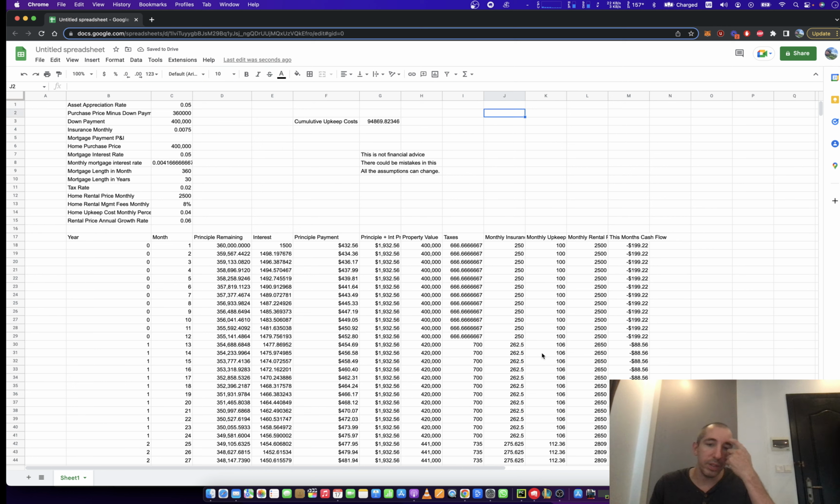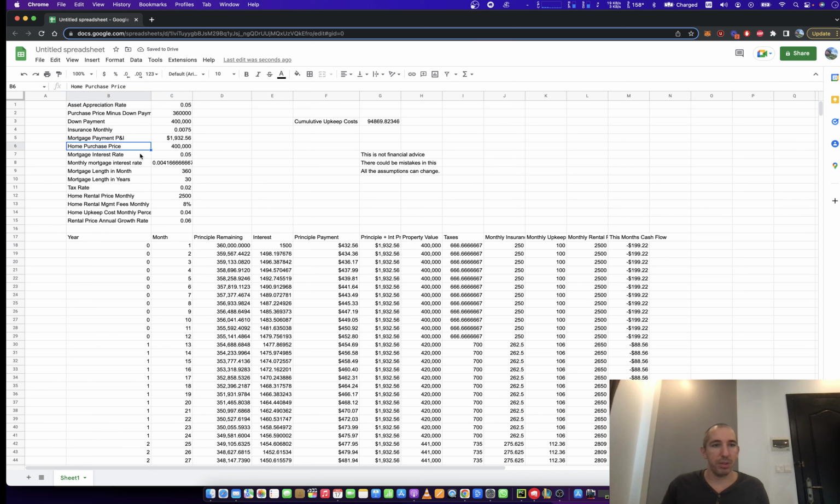Yeah, about $250 a month. Could be higher, could be lower. Right, so okay, that's the $250 per month. Monthly upkeep $100. Monthly mortgage payment, principal and interest. Principal and interest is really, we should put this in here, that payment formula.